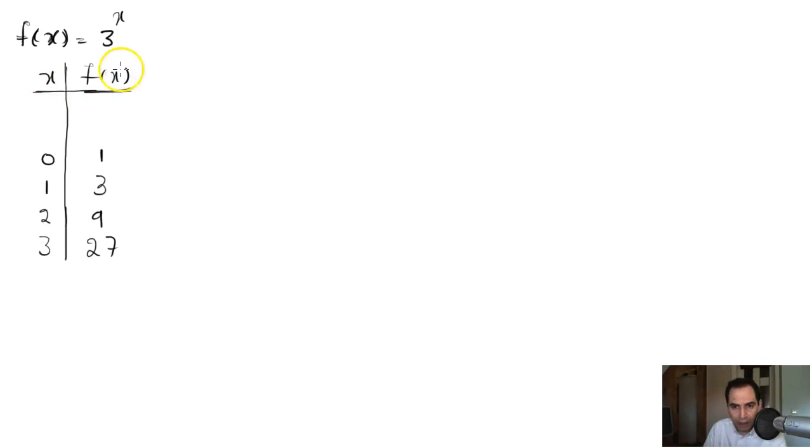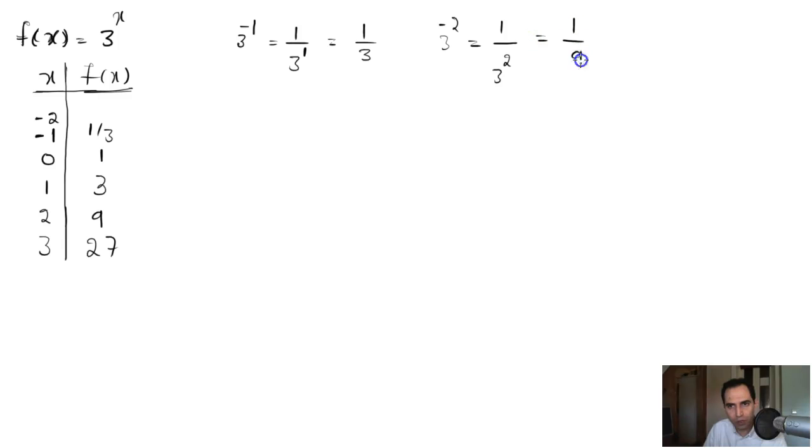Now let's go to the negative values of x, for example, when your x is equal to -1. So f of -1 is equal to 3 raised to the power -1, which is equal to 1 over 3 raised to the power 1, which is equal to 1/3. If your x is equal to -2, then f of x is equal to 3 raised to the power -2, which is equal to 1 over 3 squared, which is equal to 1 over 9. When your x is equal to -3, f of x is equal to 3 raised to the power -3, which is equal to 1 over 3 cubed, which is equal to 1 over 27.